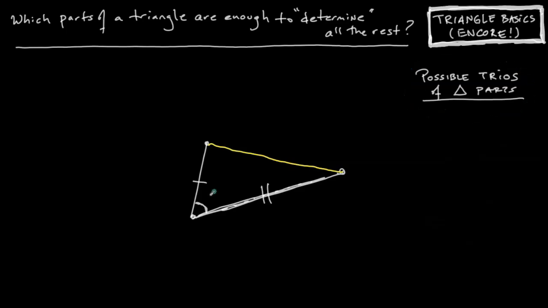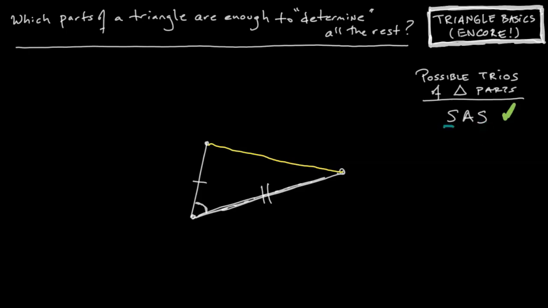We've just discussed one. Two sides and the included angle, the angle between them. So I am going to label that scenario SAS, for side, angle, side. Two sides and the angle in between them. And what we've shown is that if I have a situation like that, that's enough to determine the whole triangle. Okay, so that's one possible trio. What are some other ones we have to think of?